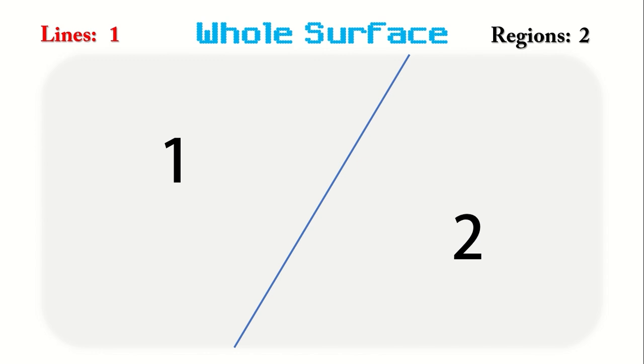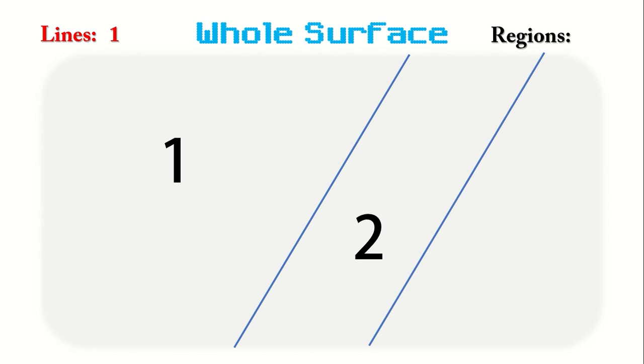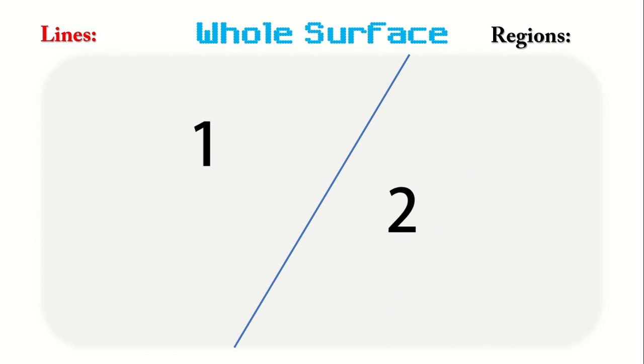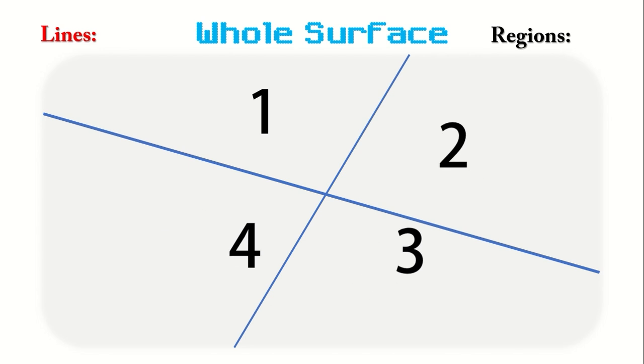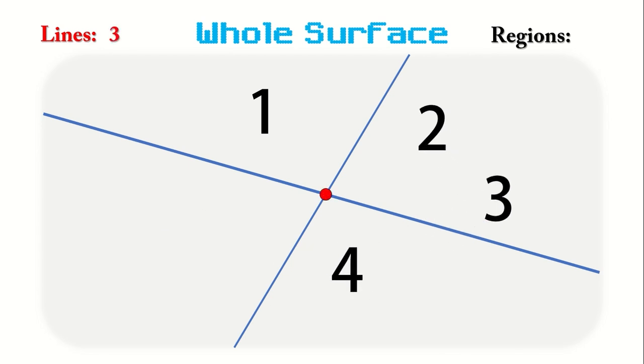And when it comes to two lines, we can draw it in two different ways. In one way, we can draw the second line parallel to the first line. If the second line is parallel, we get three regions. But what happens if I draw the second line so that it intersects the first line? In this way, we get four regions. So the maximum number of regions is when the second line intersects the first line. So with two lines we have four regions at most. It's better to intersect the lines.